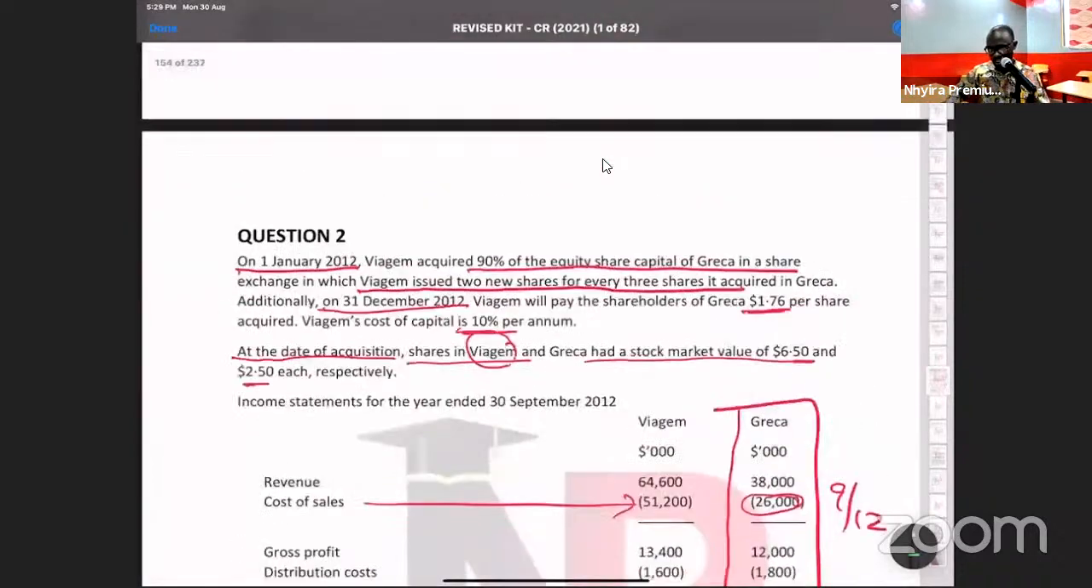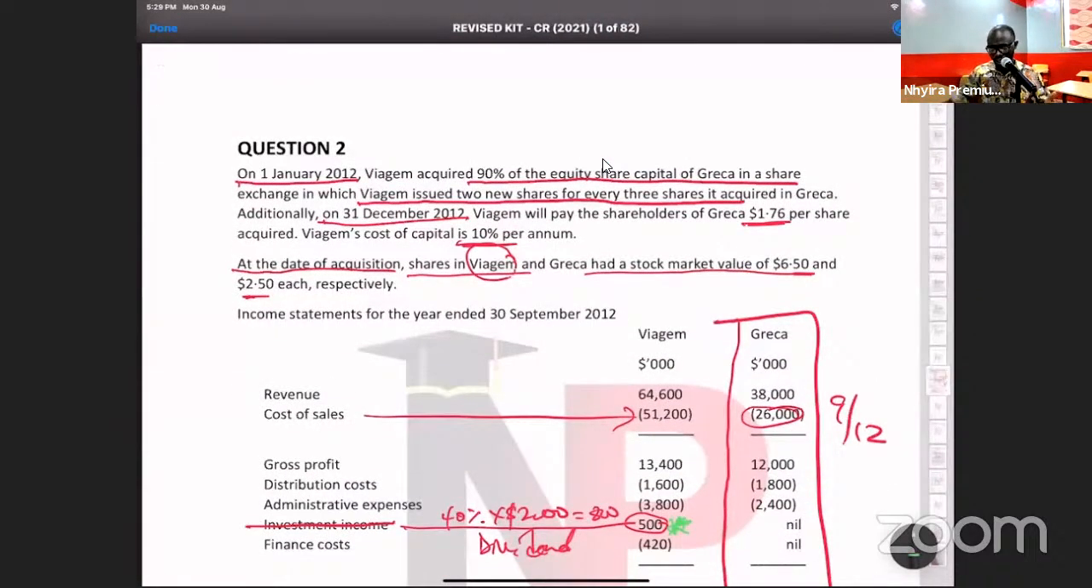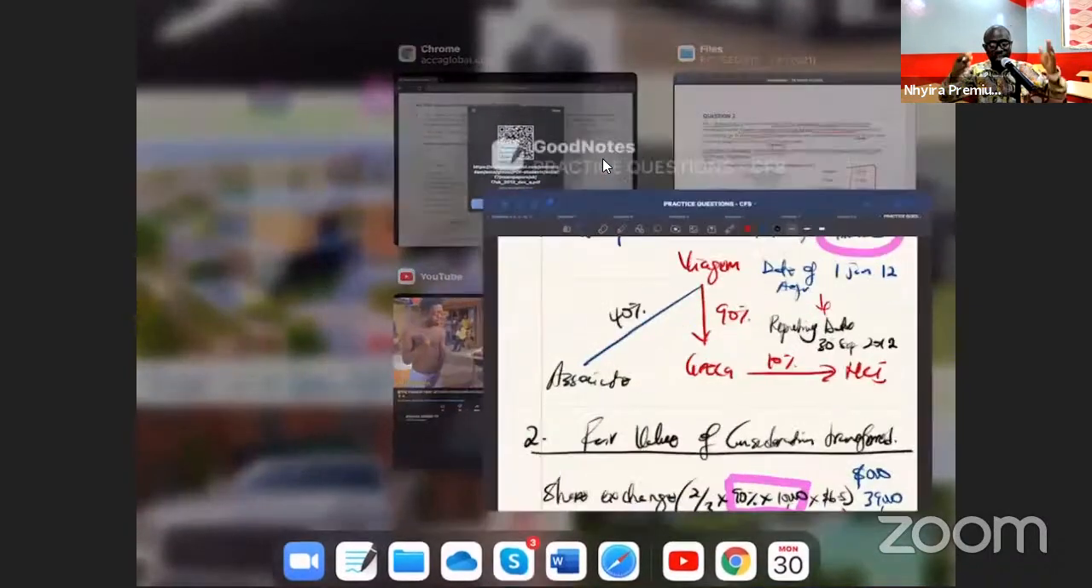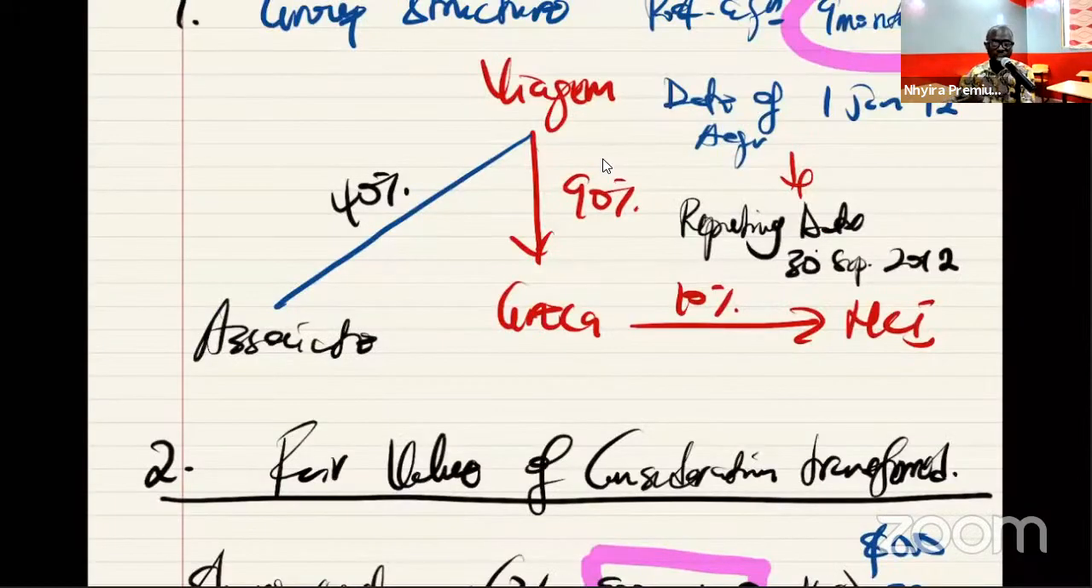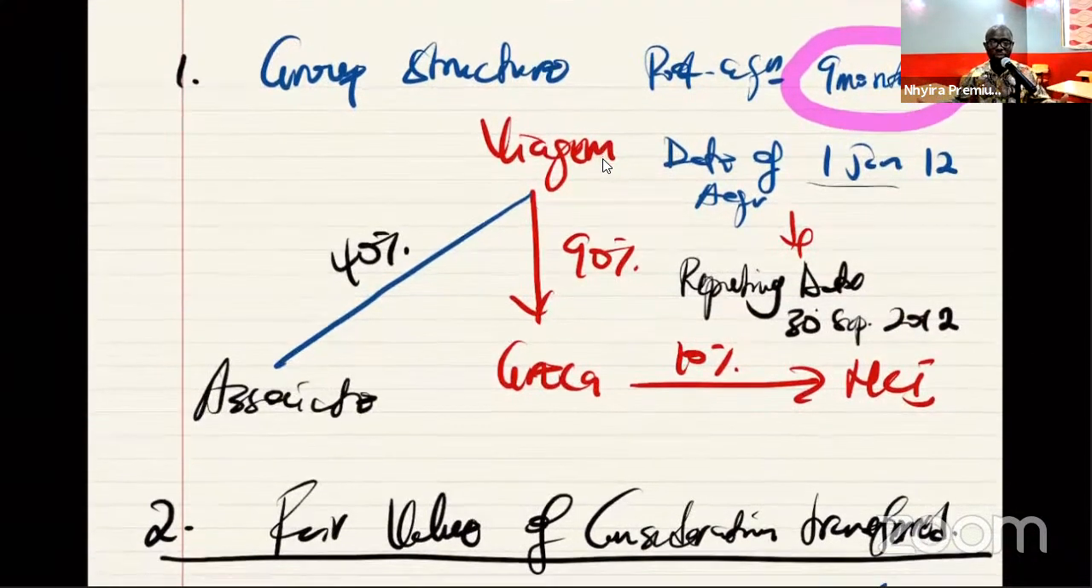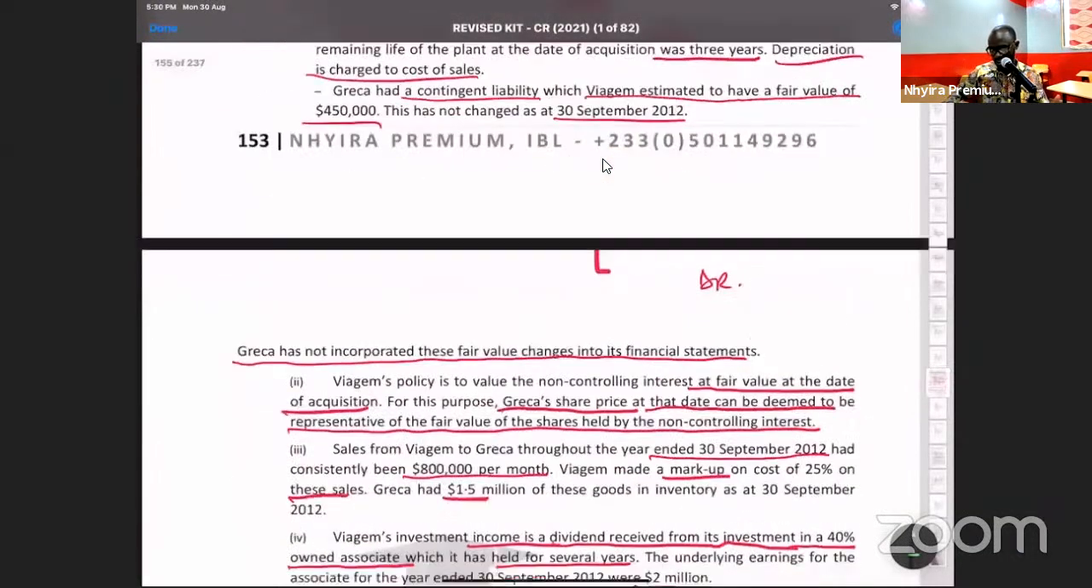Somebody asked about the group structure. If you go back to the group structure, the date of acquisition is 1st January 2012. They acquired 90% equity shares in Grisa, so NCI becomes 10%. The date of acquisition is 1st January, and the reporting date is 30th September 2012. So the post-acquisition period for the year under consideration is 9 months. That is how we arrived at our group structure. For the person who asked that question, that's it.